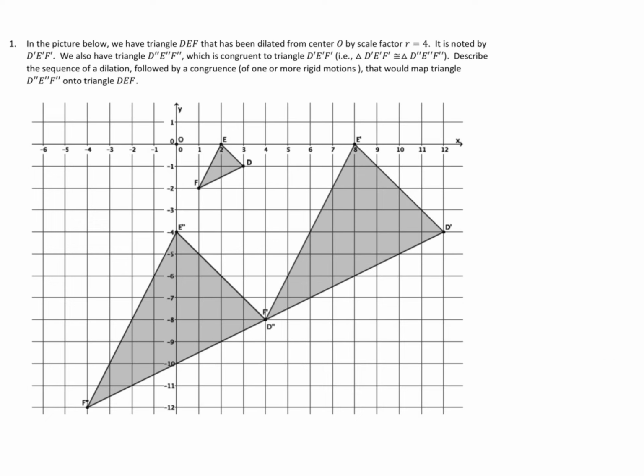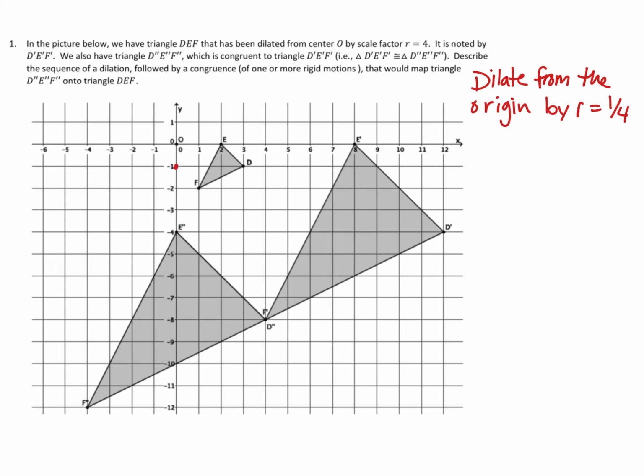So we are going to start. We know if we're starting with the double primes and working back to the original, that we will change the scale factor by flipping it over. So we will dilate from the origin by r equals 1/4. This right here is 0, negative 4.